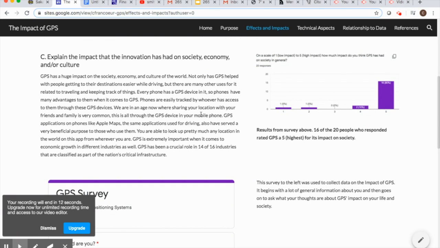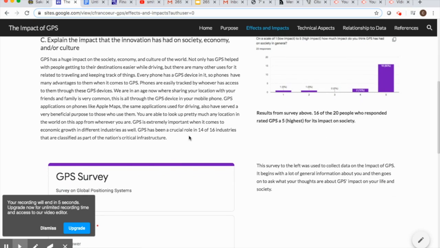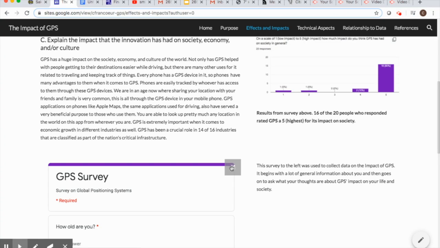GPS has had a huge impact on society, not only making it easier to get to destinations, but you can also share your location, track people, or look up pretty much any location in the world, no matter where you are. And when it comes to its economic impact, it is extremely important for economic growth because GPS has played a crucial role in 14 of 16 industries that are classified as part of the nation's critical infrastructure.